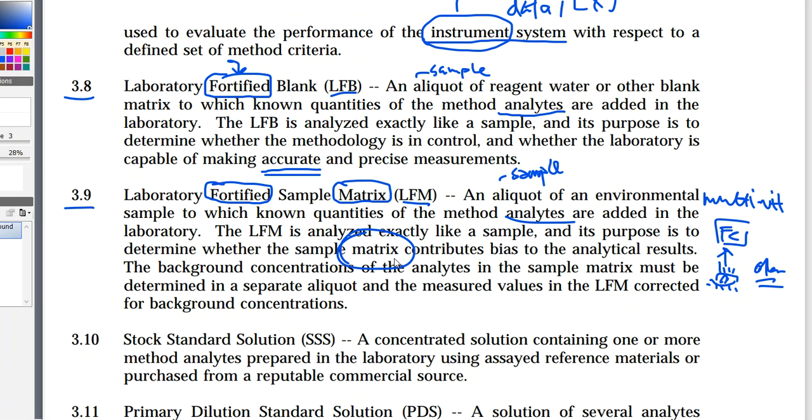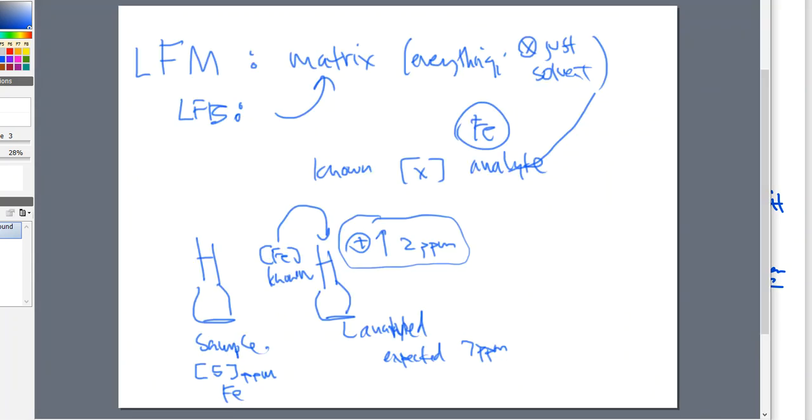It says that the background concentration of the analytes in the matrix must be determined in a separate aliquot, and the measured values in the LFM are corrected for those concentrations. In other words, that's kind of what we're talking about here, right? We want to make sure the matrix is not affecting the values. We want to make sure that we have a base number to go off of, and then we want to make sure that when we add it, we don't see anything weird or wonky with the value.